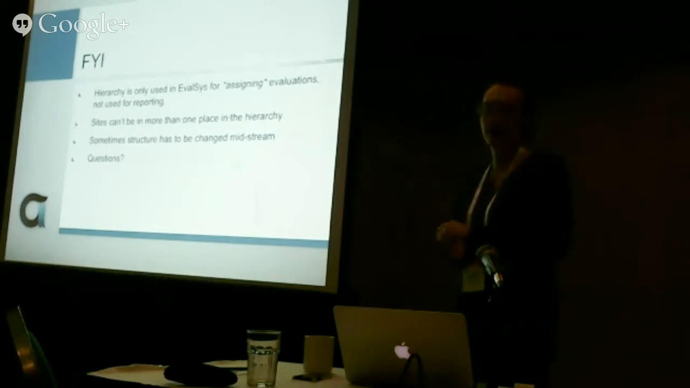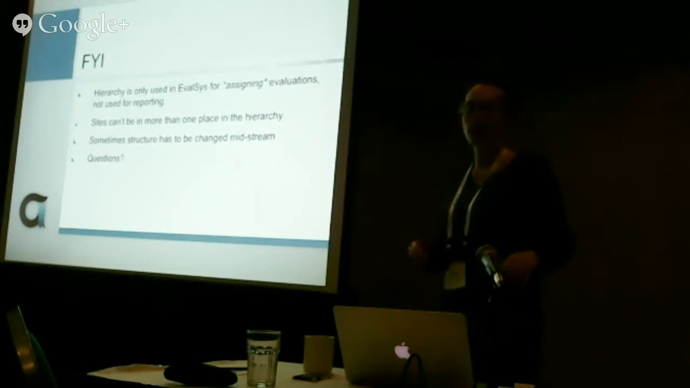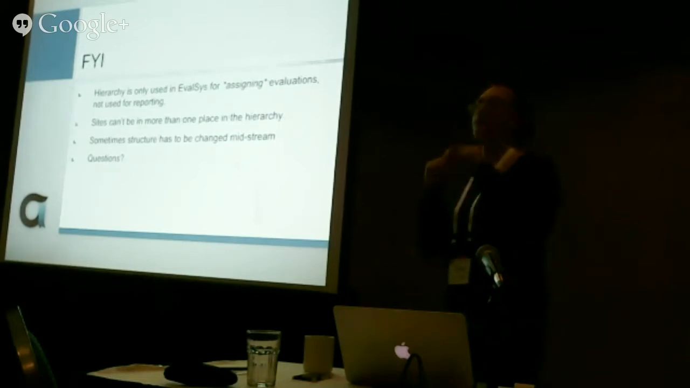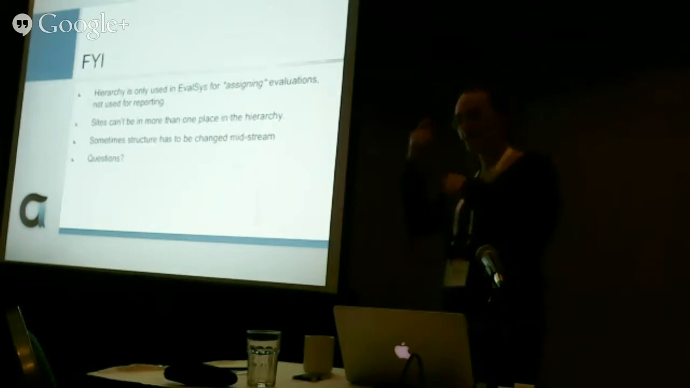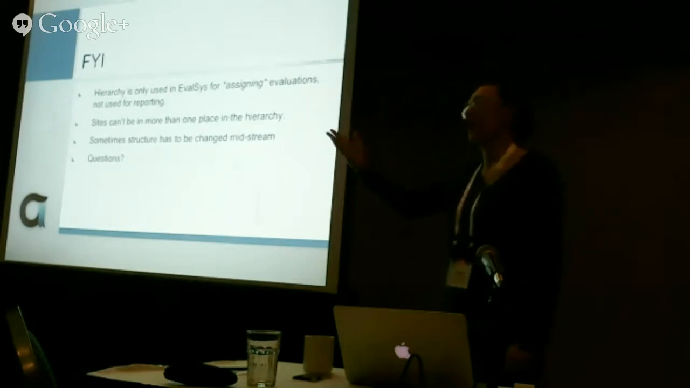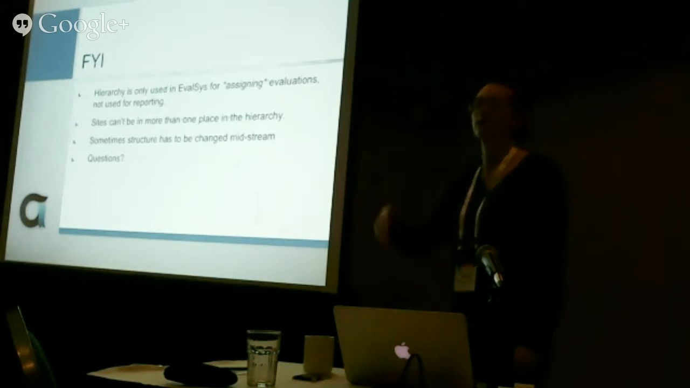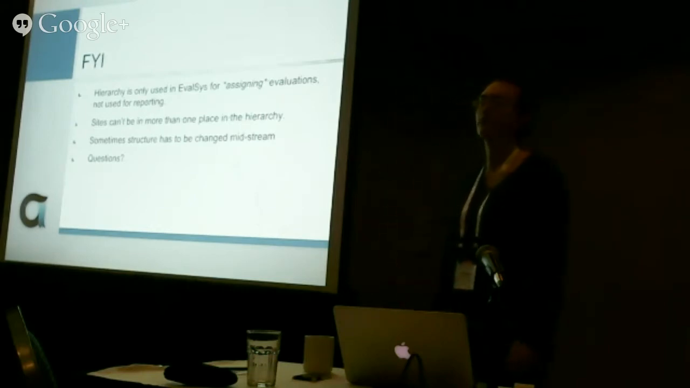So FYI, there are some things that it does not do. I've mentioned some of them already. We mentioned this in the evaluation system presentation. Right now, hierarchy is only used in evaluation system for assigning evaluations. Once the assignment part of it is all over and the evaluation is deployed, hierarchy is not really consulted ever again. So once the evaluation is going, it'll say, this evaluation is deployed to like 150 course sites. And if you click on that link, you'll just basically see the list of course sites it's deployed to. Sometimes you'll see it in the hierarchy, but it's not really extensively used.